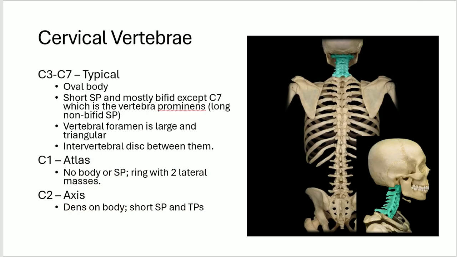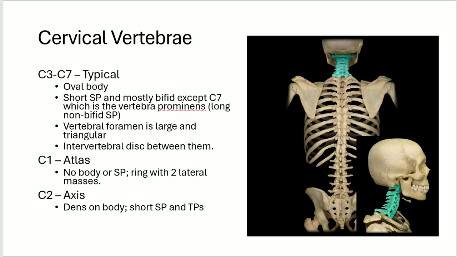Okay, so cervical vertebrae. So we have 7 cervical vertebrae, and each is labeled as C1, C2, C3, C4, C5, C6, C7. So the letter tells you what region we're looking at, C, cervical, and then the number tells you which exact vertebra we're looking at.